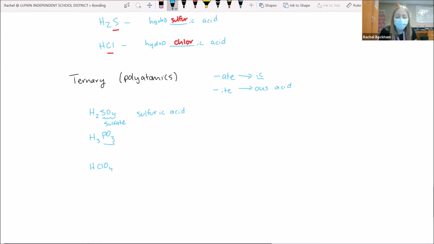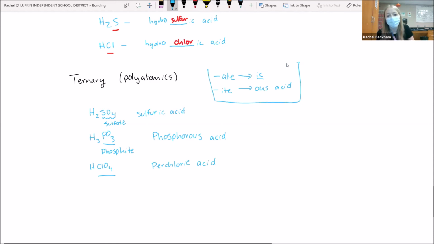So PO3, if you look on your back sheet, that is phosphite, right? So phosphite is going to go to phosphor. So we're going to call it phosphorous acid because ite changes to ous, okay? ClO4, we find it on the back, and its name is perchlorate. So we're going to change it to perchloric acid. Okay, so you need to know this for sure. Ate to ic, ite to ous.